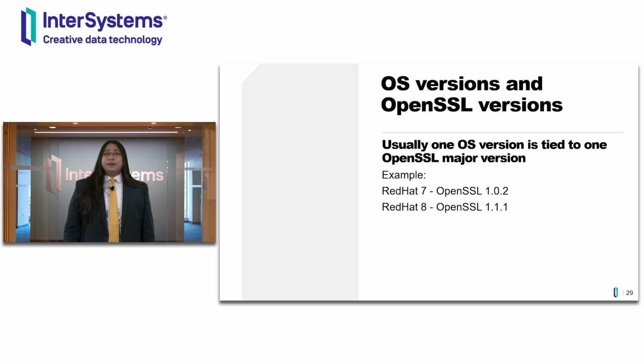Unix and Linux operating system versions are generally tied to a particular major version of OpenSSL. That is, we can generally assume that if we know the version of the OS, we know whether it will use OpenSSL 1.0.2 or OpenSSL 1.1.1. For example, Red Hat 7 uses OpenSSL 1.0.2, whereas Red Hat 8 uses OpenSSL 1.1.1.